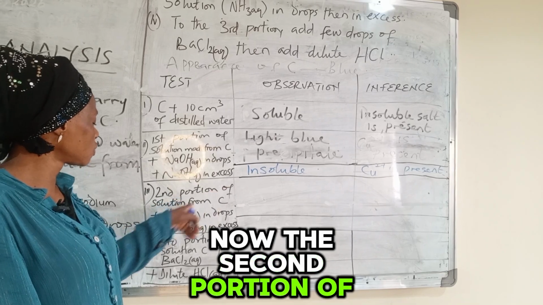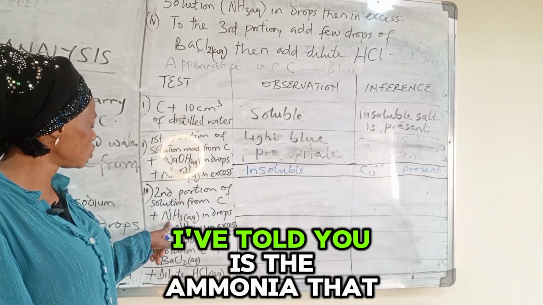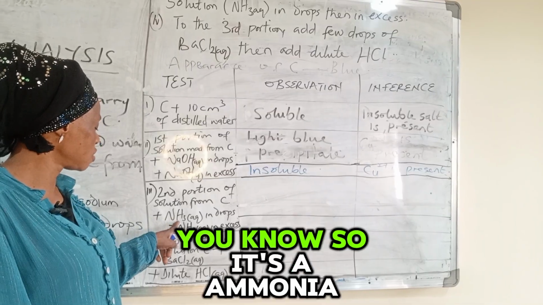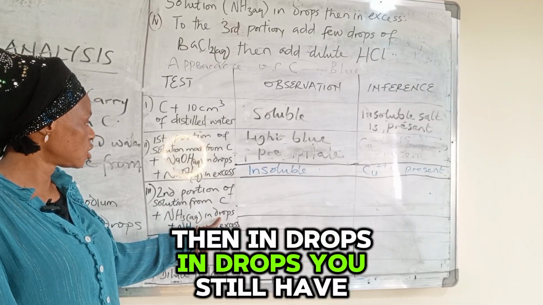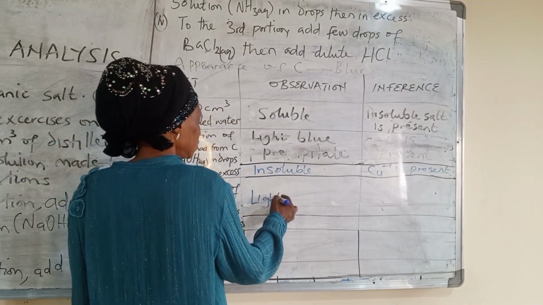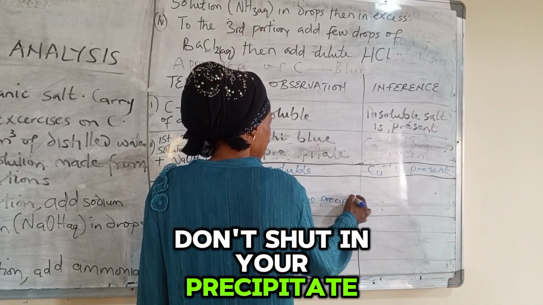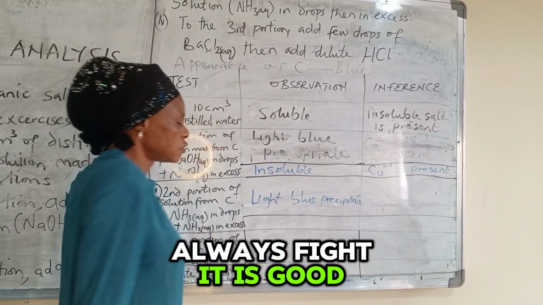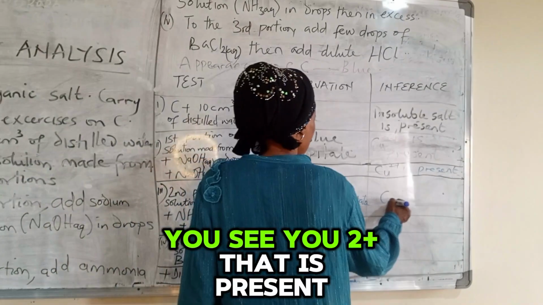Now the next portion of solution C plus aqueous ammonia. This aqueous ammonia, I've told you, is the ammonia to which we have added water, so it's an ammonia solution. Then in drops, you still have light blue precipitate. Don't shorten precipitate. Always write it in full. When you have light blue precipitate, Cu2 plus is present.